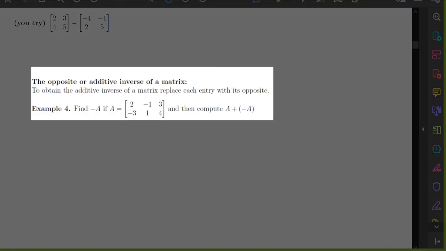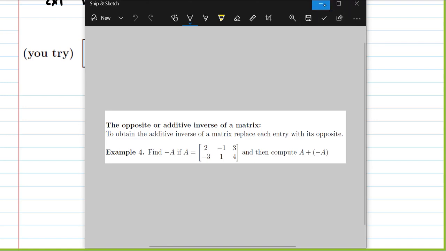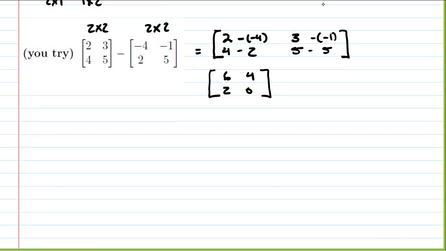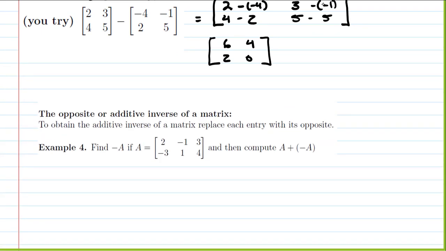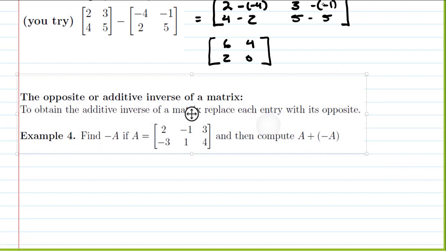So the first thing we want to talk about with regards to matrix algebra is the idea of an additive inverse of a matrix. So when we have numbers, what's the additive inverse of the number 5? Well, it's -5, because 5 plus -5 gives us 0. So to undo adding 5, we do its opposite, which is to subtract 5.